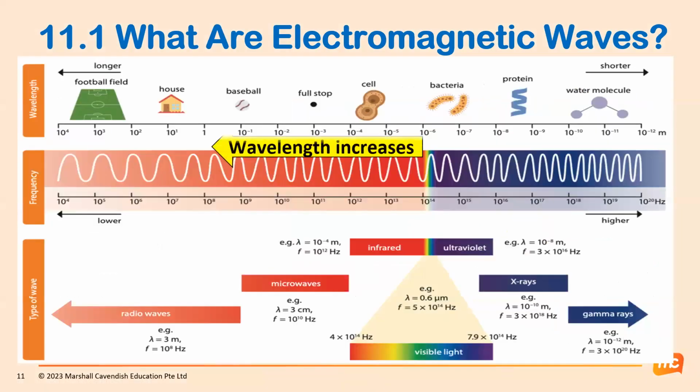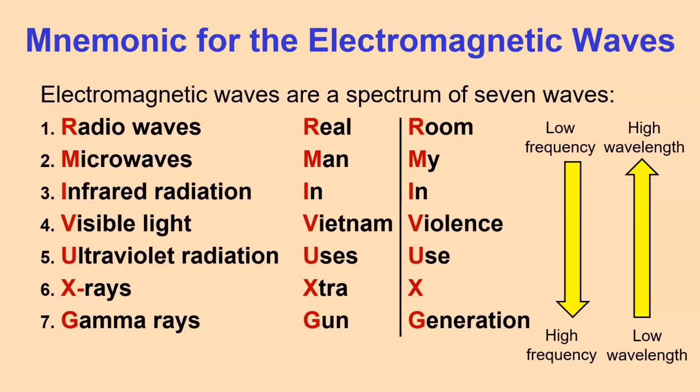Okay, based on this picture, I'll come back to this picture later on. There are 7 waves in the spectrum of the electromagnetic wave. The 7 waves are radio waves, microwaves, infrared, visible light, ultraviolet, X-ray, and gamma rays. So how do I remember them in order? My mnemonic is: real men in Vietnam use extra guards. So that will be in this order. Real men in Vietnam use extra guards.